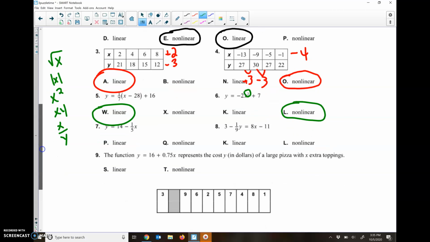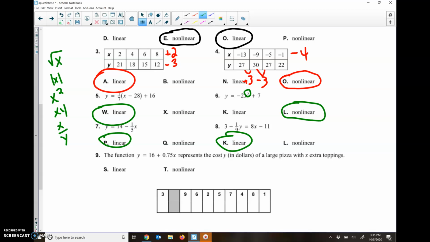Here, number 7, y equals 14 minus 1/5 x, doesn't have anything that we need to worry about, so that one's going to be linear. And then number 8, 3 minus 1/3 y equals 8x minus 11, kind of written kind of weird, but doesn't have any of those things on there. So that's going to be another one that is linear.